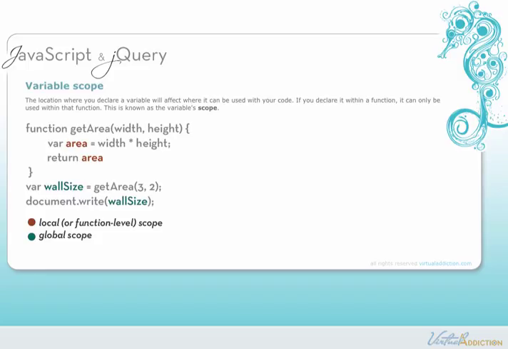So we know that global variables use more memory, and the browser has to remember them for as long as the web page using them is loaded. Local variables are only remembered during the period of time that the function is being executed.